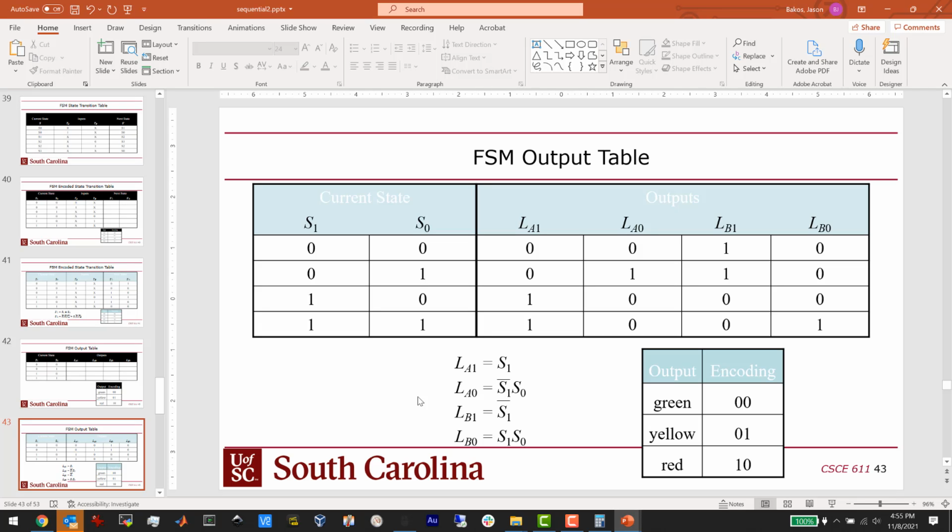And notice that because it's a Moore machine, the outputs are constant in each state. I only need 1 row of this table for each state. If this were a Mealy machine where I allow the inputs to affect the outputs as well, then I would need additional columns in here for my inputs. But it's a Moore machine, so just 4 rows for 4 states. Does that make sense?